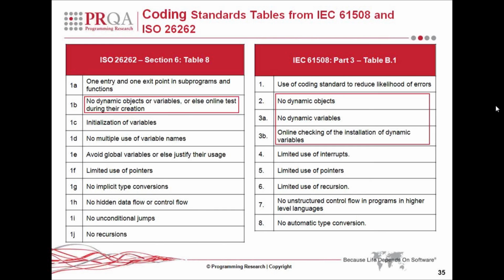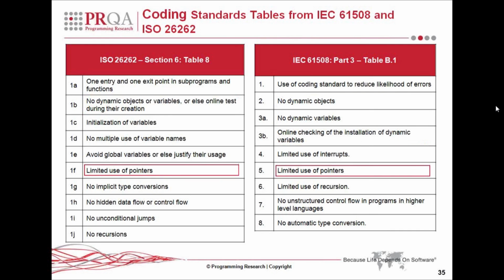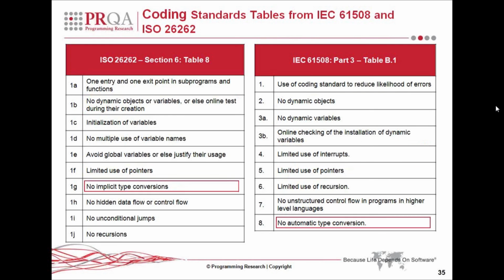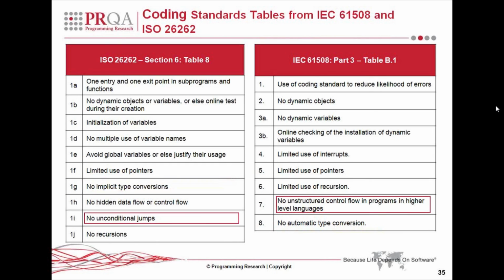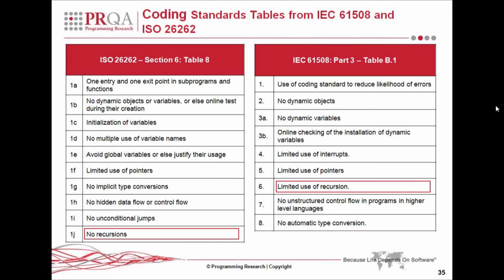It's difficult to determine the difference between an object and a variable depending on the coding language that you're using. We have limited use of pointers used in both. We also have no implicit or no automatic type conversions, basically the same thing. No unconditional jumps and no unstructured control flow in programs in higher level languages. And again, both limited use or even no recursions in ISO 26262.